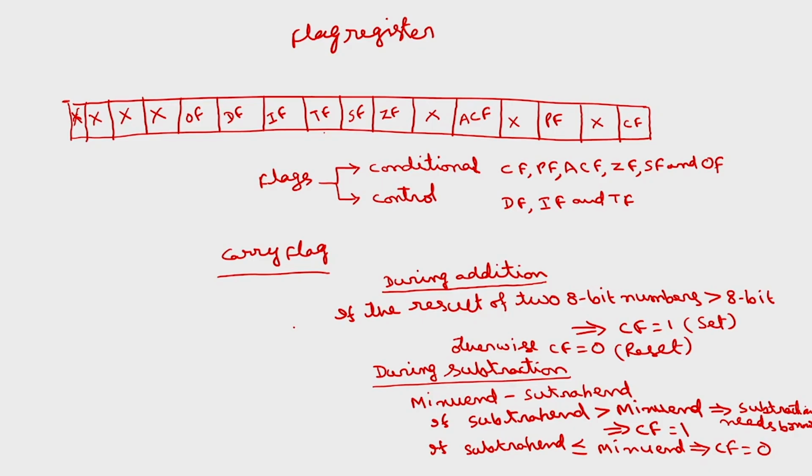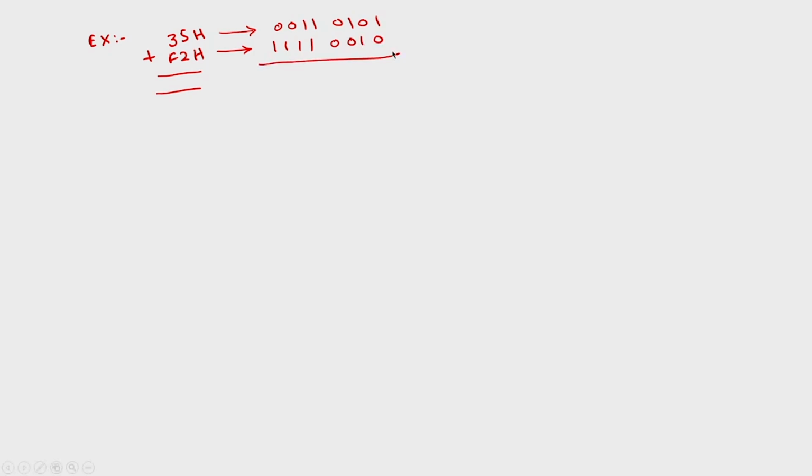So, you can take some examples. Suppose you want to perform 35H plus F2H. If you take the corresponding binary, the 4-bit hexadecimal equivalent of 35H: 3 will be 0011, 5 will be 0101, and F2: F is 15 which is 1111, and 2 is 0010. If you want to perform this addition, this is an 8-bit addition.